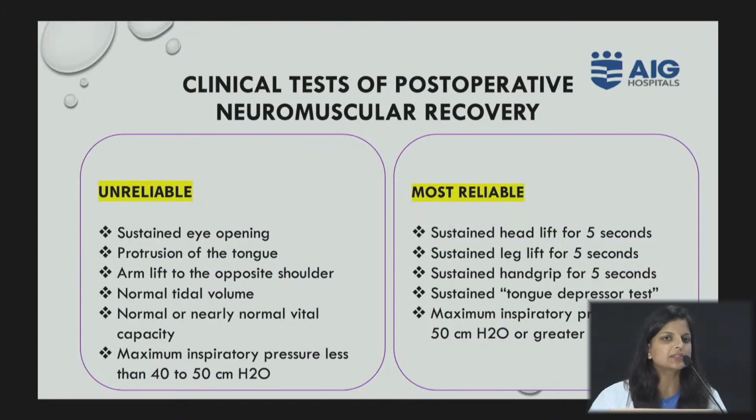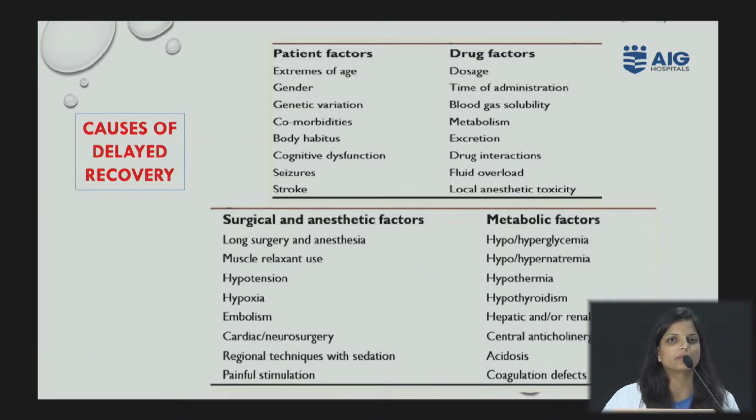Clinically, there are certain tests which have been described. Some tests are unreliable and some are most reliable. Unreliable ones include sustained eye opening, protrusion of the tongue, arm lift to the opposite shoulder, normal tidal volume, normal or near normal vital capacity, and maximum inspiratory pressure less than 40 to 50 centimeters of water. More reliable would be sustained head lift for 5 seconds, sustained leg lift for 5 seconds, sustained hand grip for 5 seconds, sustained tongue depressor test, and maximum inspiratory pressure more than 40 to 50 centimeters of water.